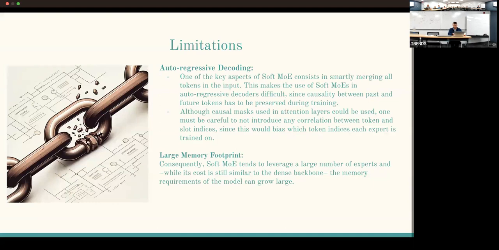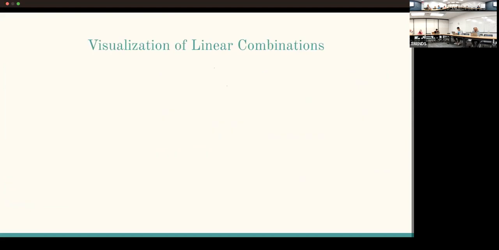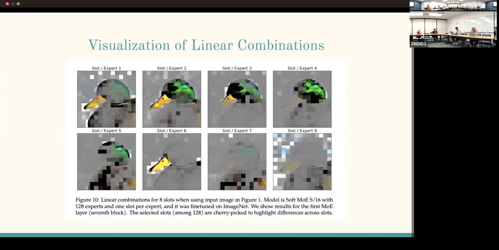So yeah, one of the limitations they mention is autoregressive decoding, and the other is obvious: it's large memory for the model, because you have so many MLPs and you've got to keep them somewhere. So it's a pretty large memory footprint for this model. But then it's not sparse anymore, so it's back to the beginning.